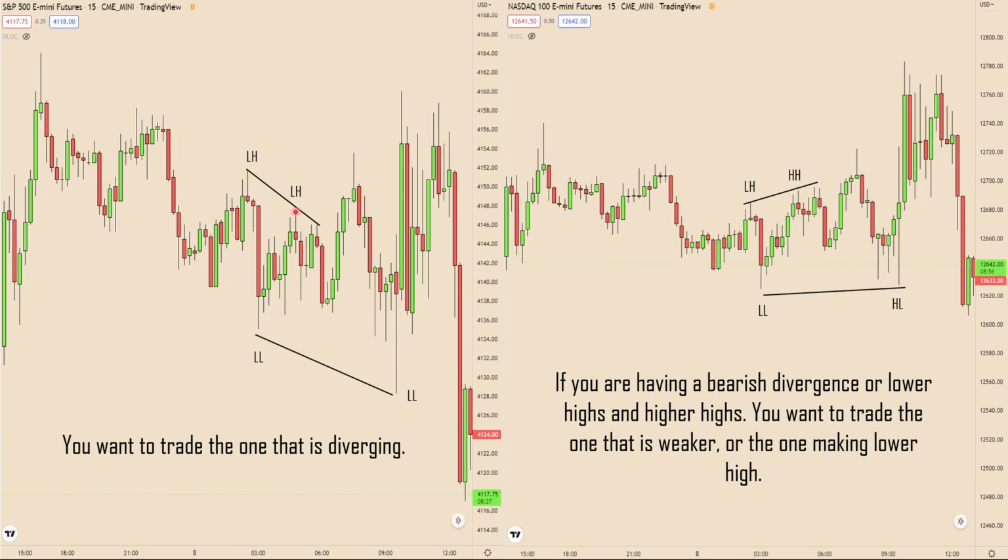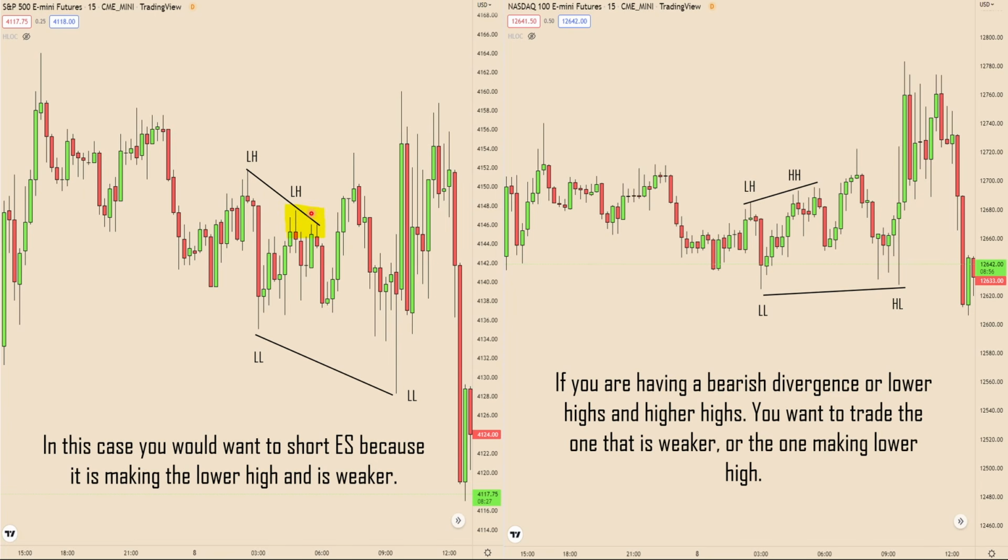Which one do you take the trade on? Well, you want to take the one that is diverging. So if you are having a bearish divergence, or lower highs and higher lows, as shown here, you want to take the one that is making the lower high. For example, it would be the S&P here. You want to take the lower high because it is weaker.